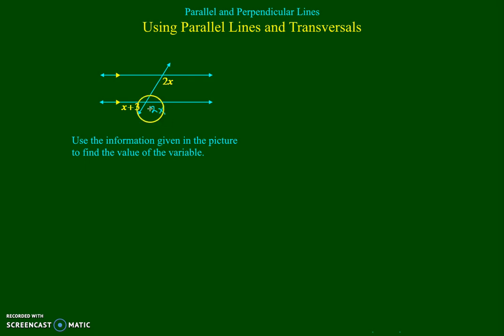Now, there is a relationship between these 2 angles. And you can clearly see that this is a linear pair. And as we know from the linear pair postulate, linear pairs are supplementary. So this angle plus this angle add up to 180 degrees. And so we can set up that relationship. What we have is x plus 3 plus 2x equals 180.